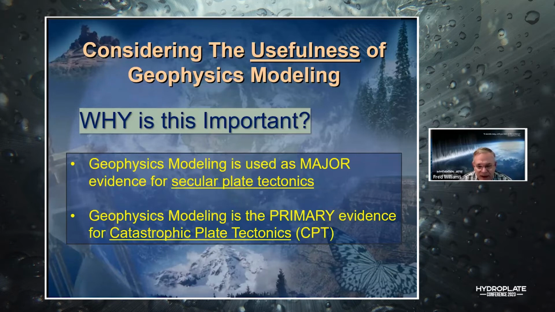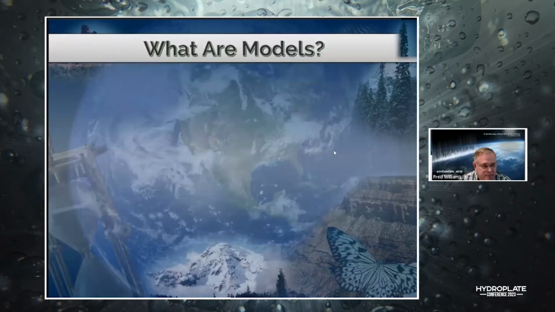Because you may get some CPT people object, say, well, no, it's built on top of observational evidences. But the bottom line is CPT is built on top of plate tectonics. And then from there, they separate themselves by saying it happened catastrophically to fit it into a young Earth framework. But they will cite evidences for CPT that are the same exact evidences for secular plate tectonics.